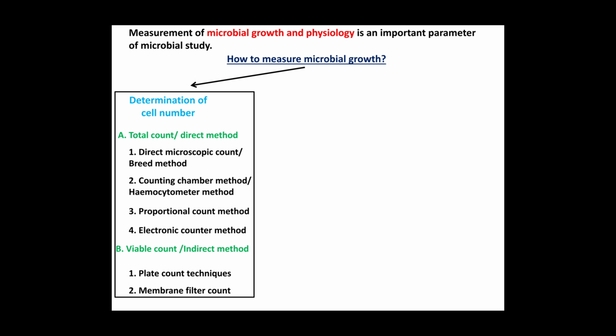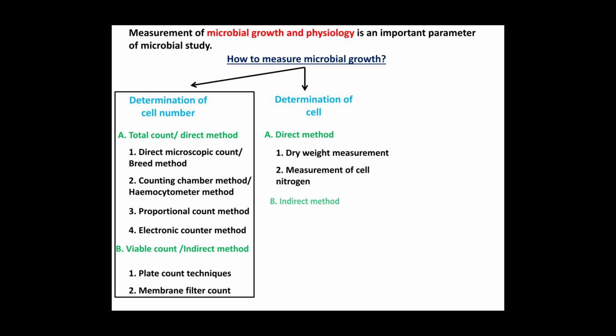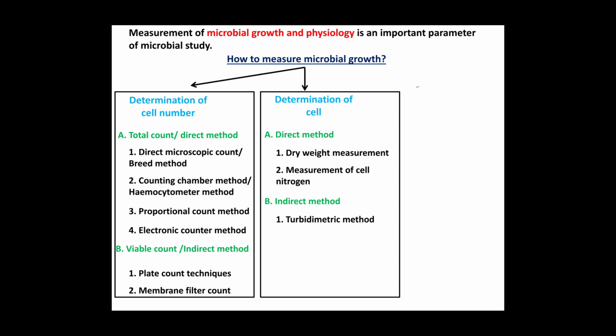Then the other type for measuring microbial growth is determining cell mass, in which direct methods contain dry weight measurement, measurement of cell nitrogen, and the indirect method contains the turbidimetric method. So these are the methods used for determining the cell mass.